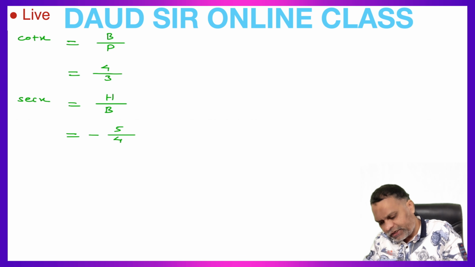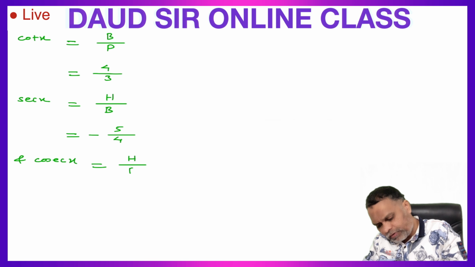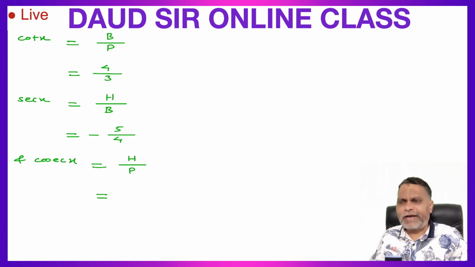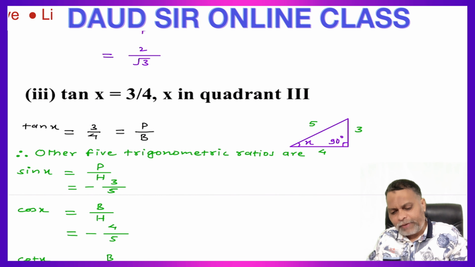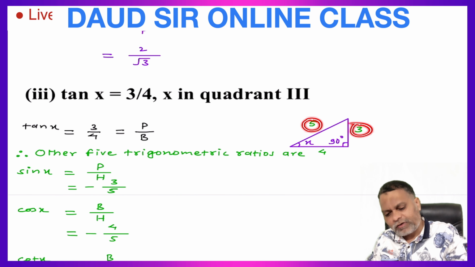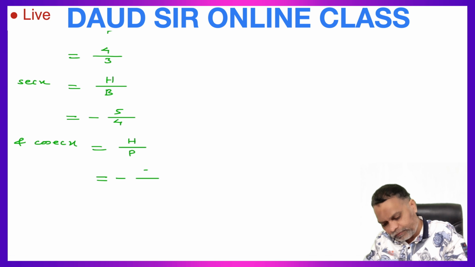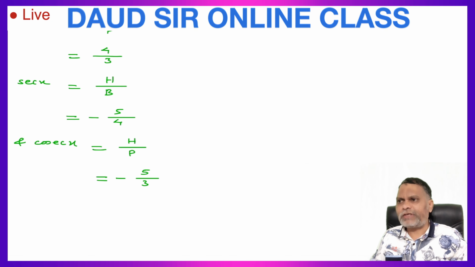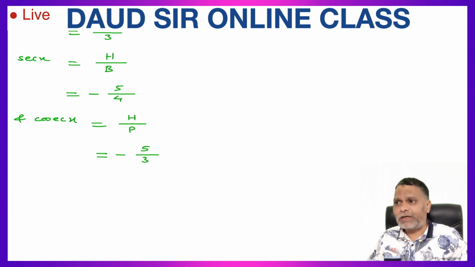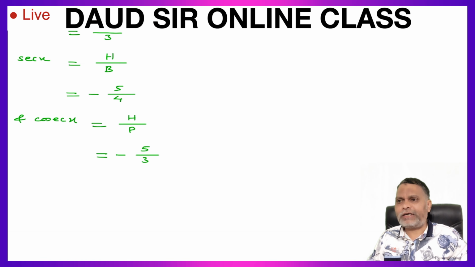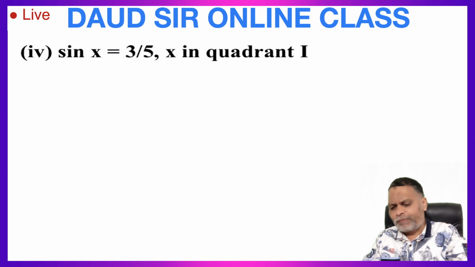And one more trigonometrical ratio, cosec x is equal to hypo upon perpendicular. Cosec x is negative in third quadrant, so put minus sign. Hypo upon perpendicular. Hypo is 5 and perpendicular 3, so 5 upon 3. So value of cosec x is minus 5 upon 3. In this way, we can write the values of other 5 trigonometrical ratios by giving the importance to which quadrant x lies in.